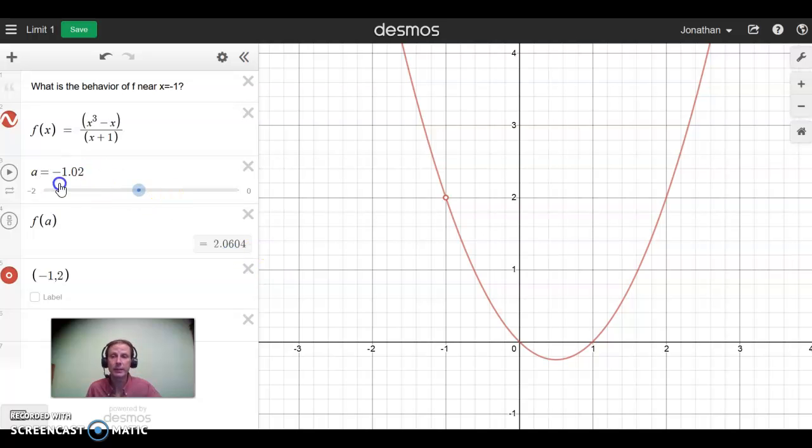And if I could make a get even closer, say minus 1.00001, then we'd see f of a would be even closer to 2. So in this case, we say that the limit as x goes to minus 1 of f of x is equal to 2. The reason for that is the behavior of f when x is very close to minus 1 is that f of x is very close to 2.